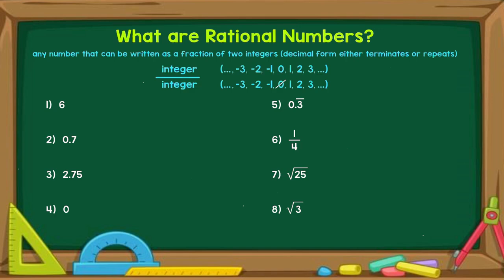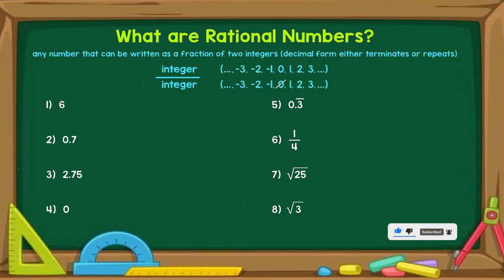In this video, I'm going to cover what rational numbers are. Now simply put, rational numbers are numbers that can be written as a fraction. Specifically, a fraction of two integers. So the numerator must be an integer and the denominator must be an integer.